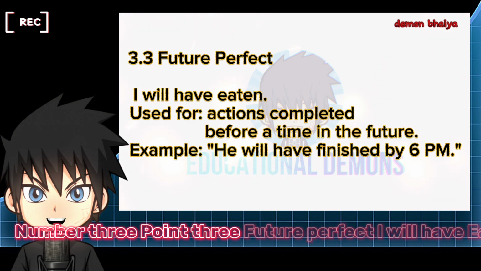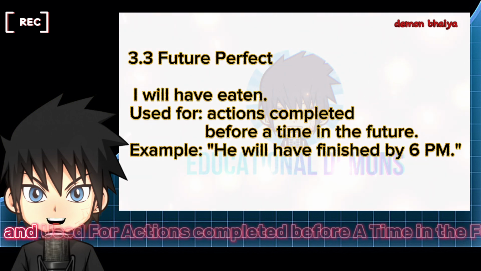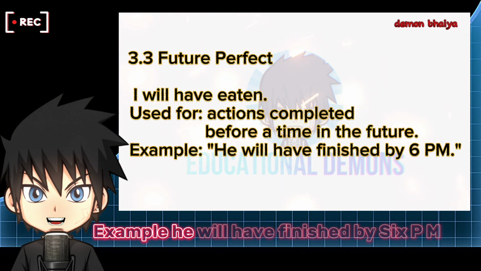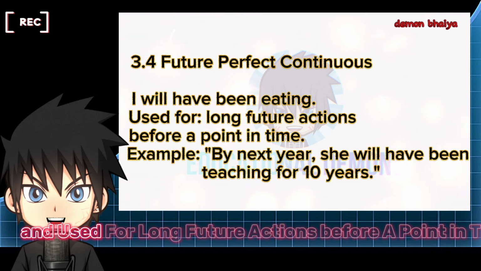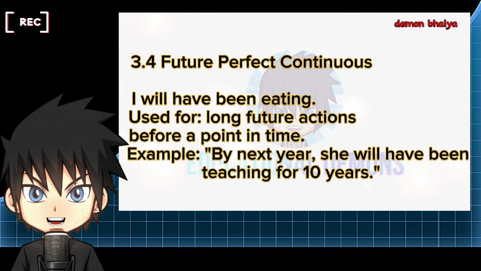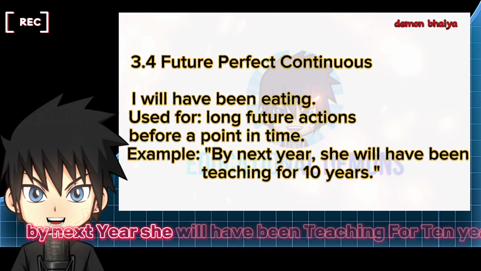Number 3.3, future perfect. I will have eaten, used for actions completed before a time in the future. Example, he will have finished by 6 p.m. Number 3.4, future perfect continuous. I will have been eating, used for long future actions before a point in time. Example, by next year, she will have been teaching for 10 years.